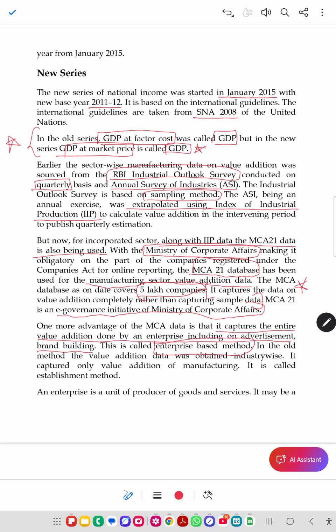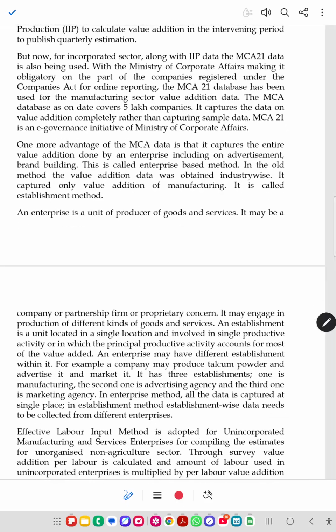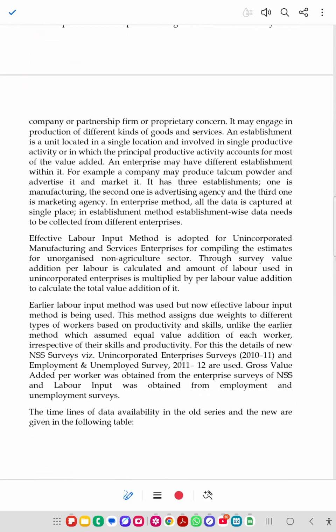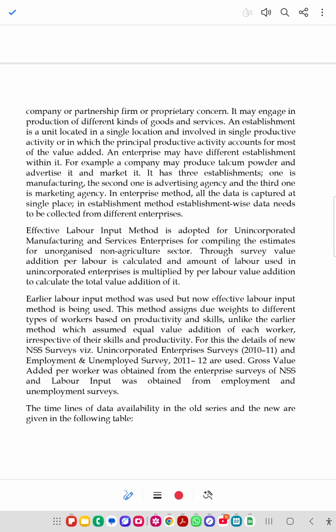In the old method, the value addition data was obtained industry-wise. It captured only value addition in manufacturing. It is called the establishment method. An enterprise is a unit of production, a producer of goods and services. It may be a company or partnership firm or proprietary concern. It may engage in production of different kinds of goods and services.